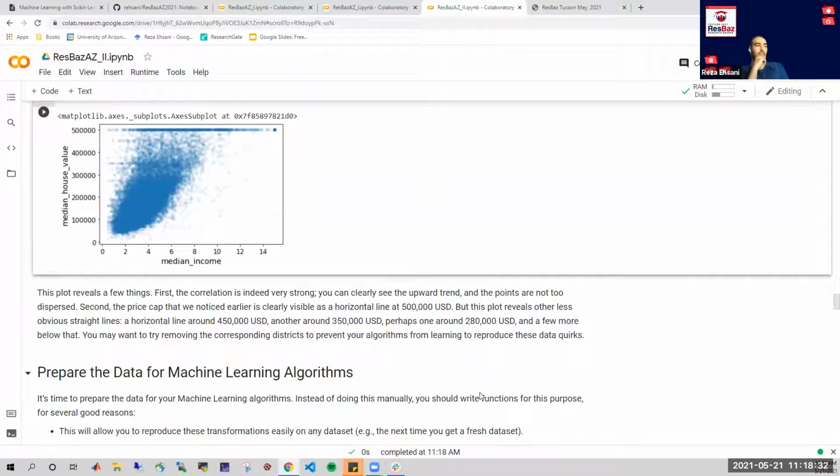So this plot clearly reveals a few things. First, the correlation is indeed very strong. You can clearly see the upward trend, and the points are not too dispersed. Second, the price cap that we noticed earlier is clearly visible as a horizontal line at $500,000 here. But this plot also reveals other, less obvious straight lines. One of them is probably here, the other one is here. And these can stop your model from learning well, but we will look at the results and then we will have a better idea.